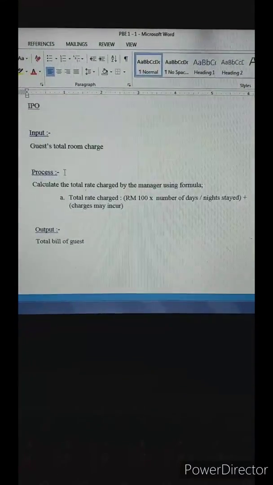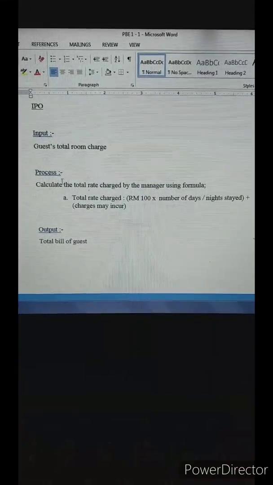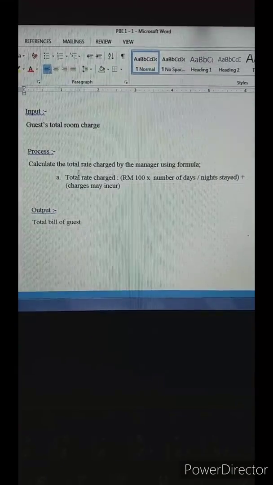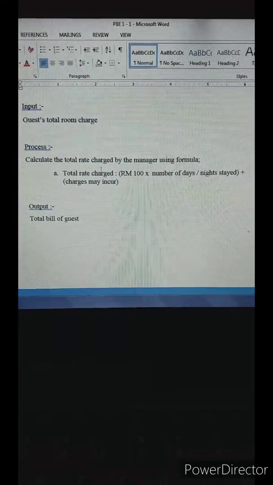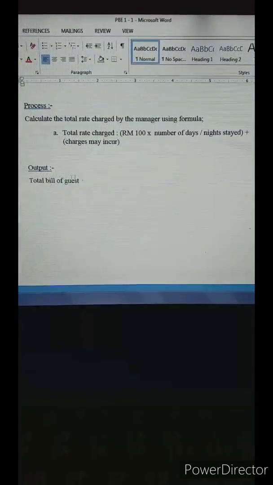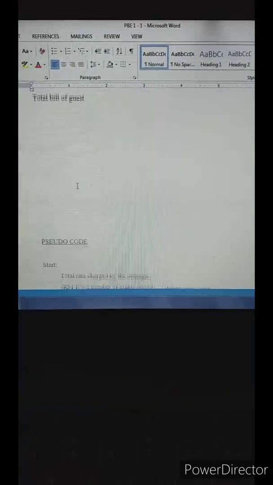Okay, the IPO, input process output, will be: input is guest total room charge, and then the process will be calculate the total rate charged by the manager using the formula, total rate charge is the formula, and the output will be the total bill of the guest.